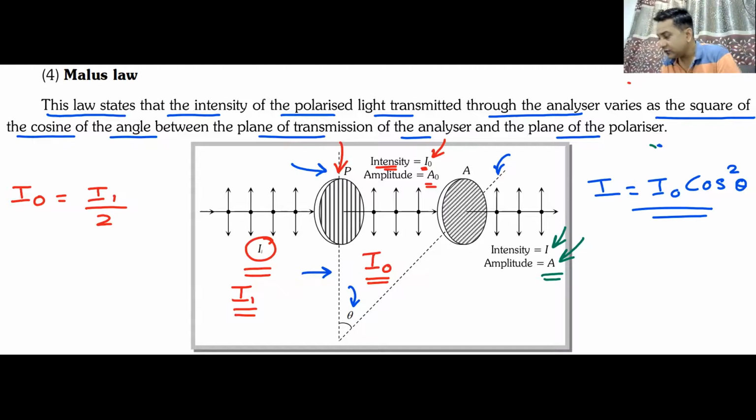Remember, here we are finding a relation between the intensity after the analyzer and the intensity before the analyzer. Before that, we found the relation between the intensity after the polarizer and before the polarizer. Before the polarizer, intensity was I1. After the polarizer, intensity was I naught. I naught was I1 by 2. Now I'm finding the relation between I naught and I. I naught is the intensity after the polarizer. I is the intensity after the analyzer. I will be equal to I naught into cos square theta. I'll give you a minute to draw this diagram and note it down.